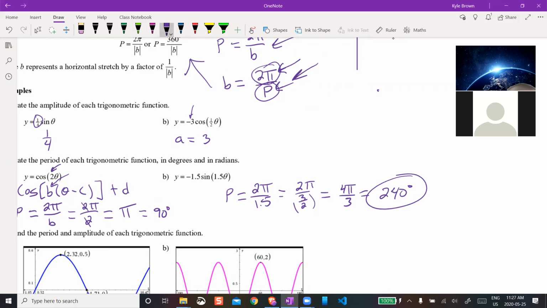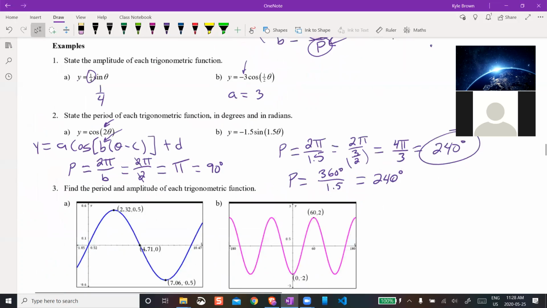Now I could have found that, just so you're aware, we could have gone 180 degrees, or sorry, 360, because it's 2 pi. So 360 degrees over 1.5, you again would get 240 degrees. All right, so that's the idea.